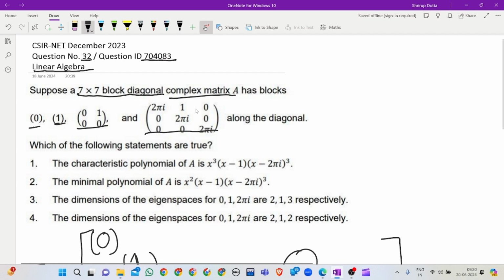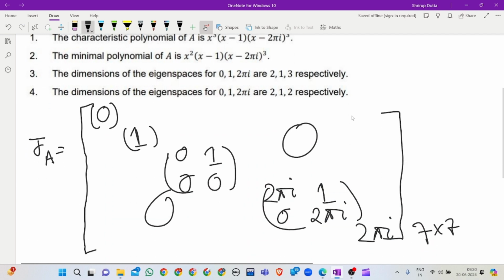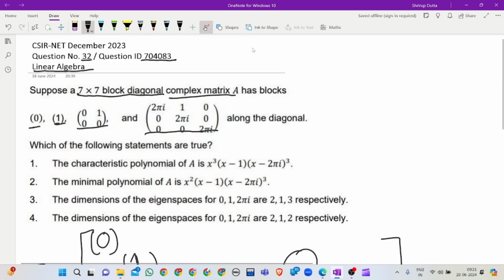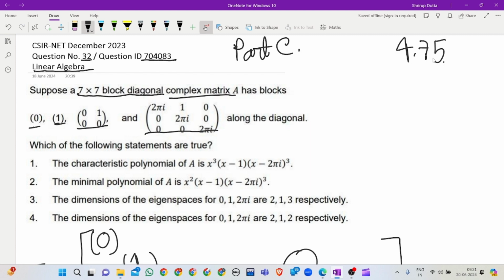You have to find its characteristic polynomial, and this question is from part C. Question number is 4, and the question has 4.75 marks, so you have to check its multiple options.